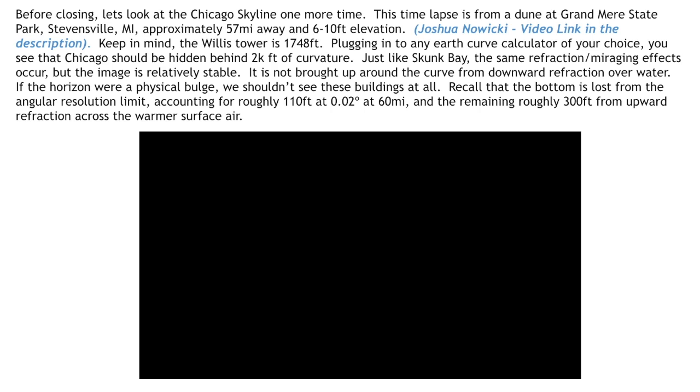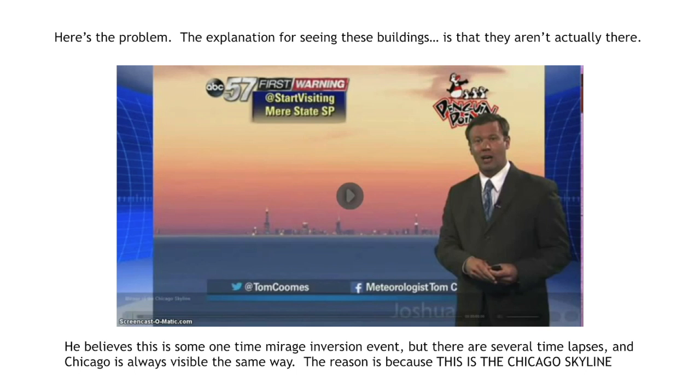Again, to me, that's the Chicago skyline. And it's waving and moving slightly up and down, just like the SkunkBay footage. But just like SkunkBay, you were looking at those buildings across the water. I am looking at the Chicago skyline across the water. So here's the problem. The explanation for seeing these buildings is that they aren't actually there. So again, they're going to tell you that this is not actually what you're looking at.